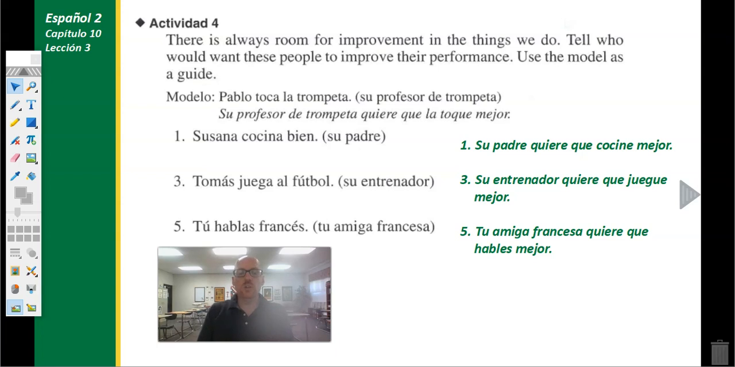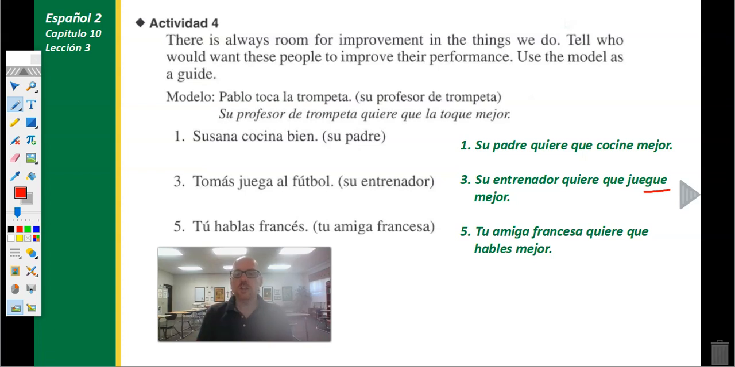Número 3. Tomás juega al fútbol. Tomás plays football or soccer. Su entrenador is his trainer. Su entrenador quiere que juegue mejor. His trainer wants him to play better. Notice there that G-U-E at the end, we had to change that G-A-R to G-U-E to keep the G sound of the infinitive jugar. Su entrenador quiere que juegue mejor.